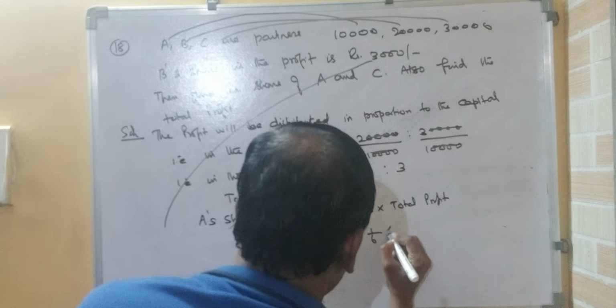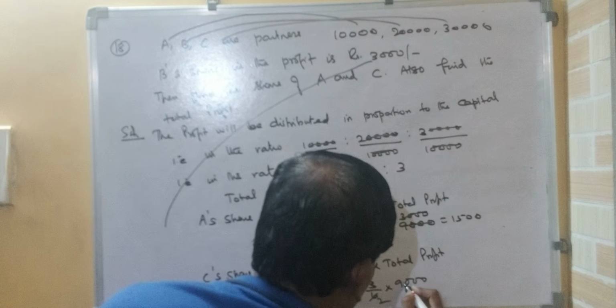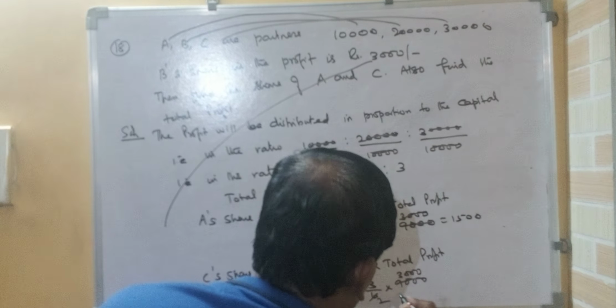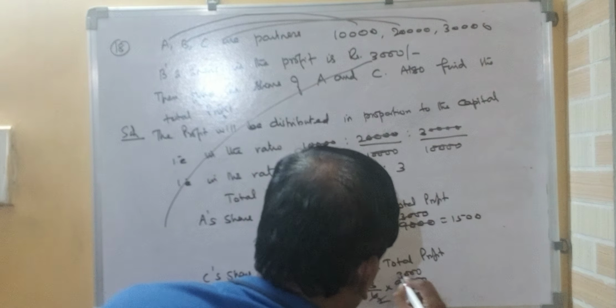Now C's share in the profit. What should C get? See, how many parts? 3 parts out of 6 of total profit. So 3 upon 6 into 9000. See now, 1500, 3000 and 4500. This is a way to find out.